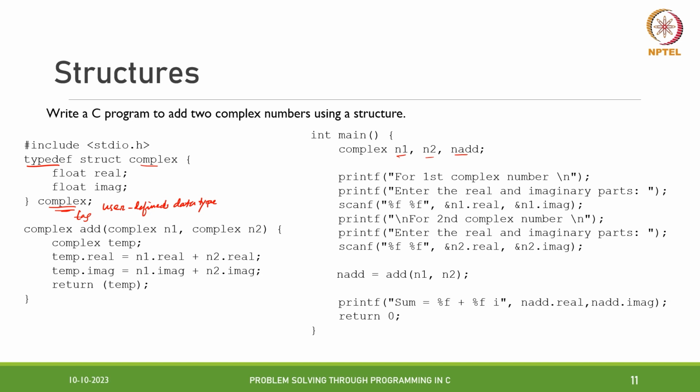So n add equals add of n1 and n2. I just pass n1 and n2 after storing the values through scanf. The two components I have accessed as dot real and dot imag. So these are the two components, right? Every complex variable that I define will have these two components, real and imag. Similarly, n add will also have two components, n add dot real and n add dot imaginary. That is what we are printing here.